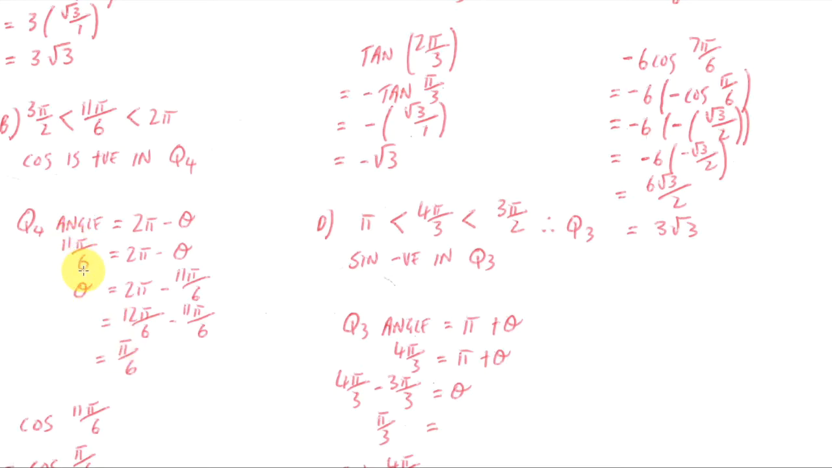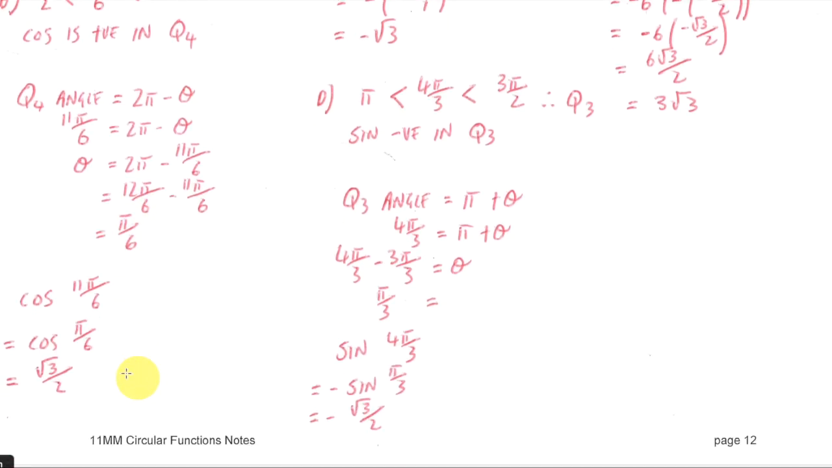So 11 pi on 6, which is an angle in the fourth quadrant, is equivalent to having pi on 6, which is an angle in the first quadrant. So cos of 11 pi on 6 is going to be the same as taking cos of pi on 6. Remember, I don't need to take the negative of this because we are in the fourth quadrant, and in the fourth quadrant, cos is positive.